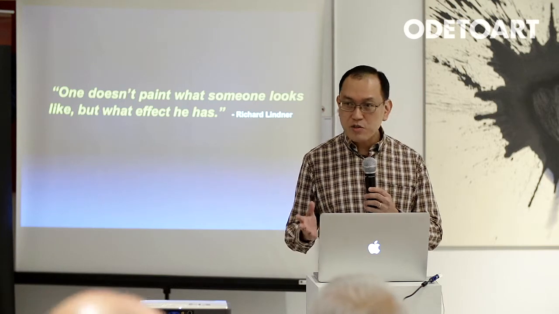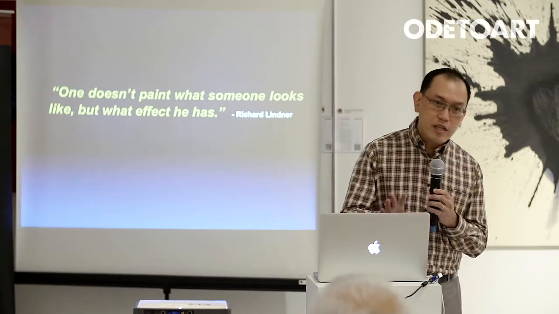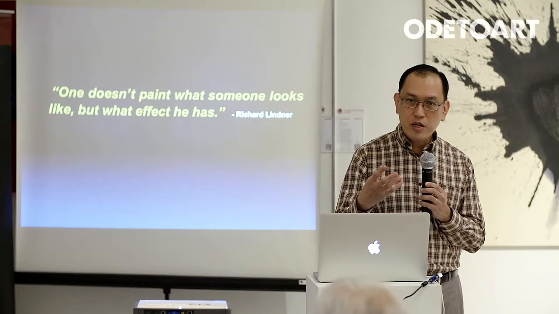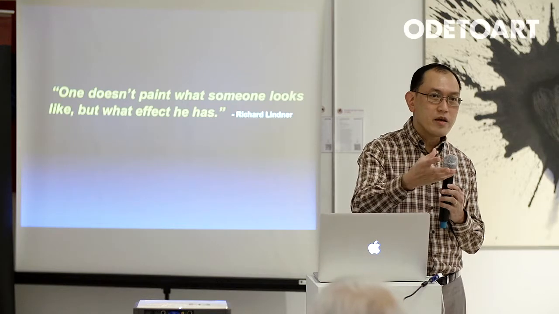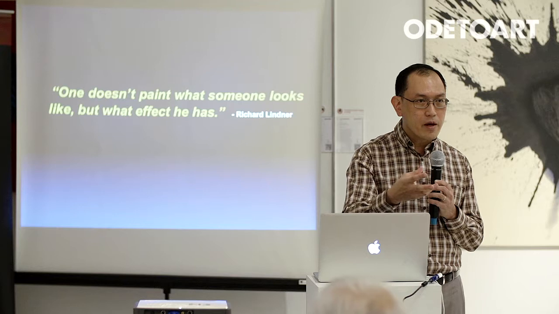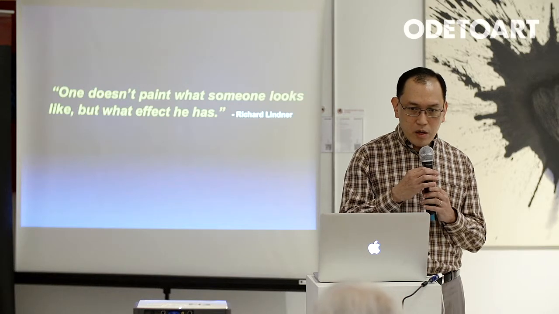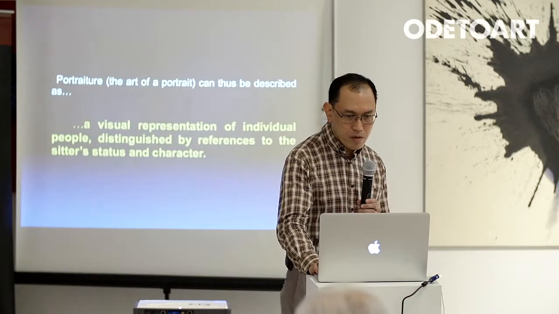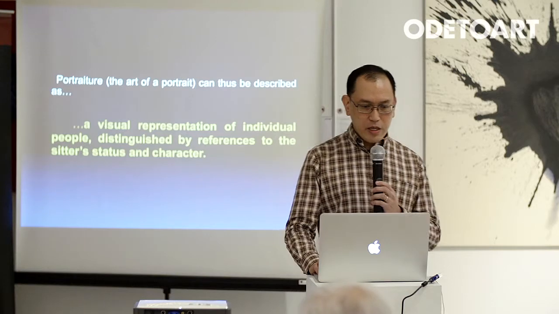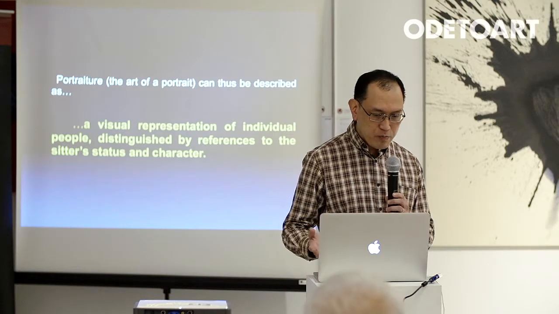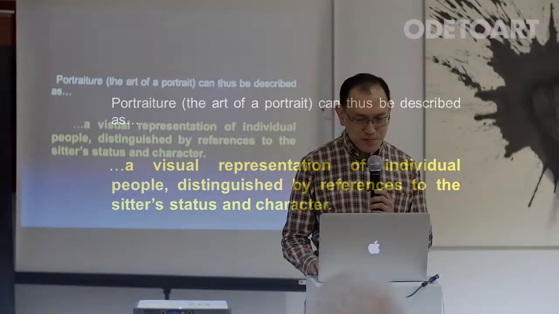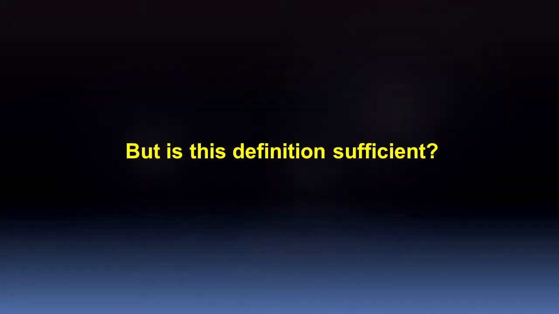Even though the portrait is 500 to 600 years old, we continue to be fascinated by it, because the person who is having his or her portrait painted wants to convey certain qualities, and that would have an effect on how we look at a person. So I would say that portraiture can be described as a visual representation of individual people distinguished by references to the sitter's status and character. But is this definition sufficient?